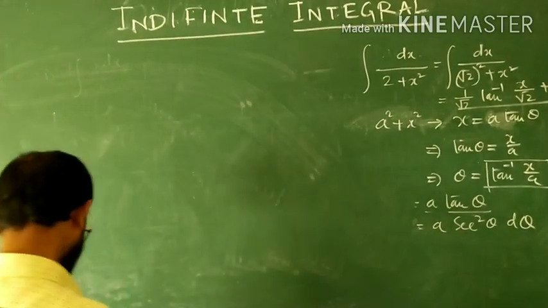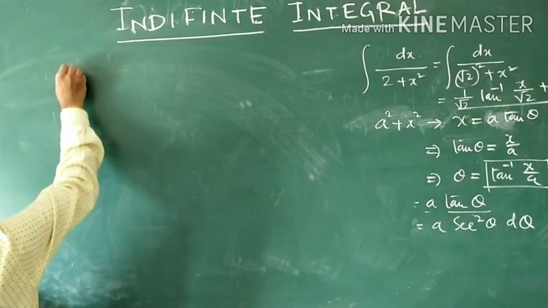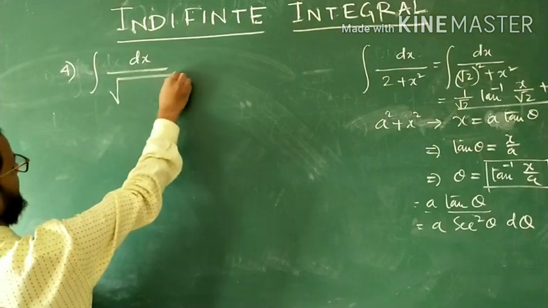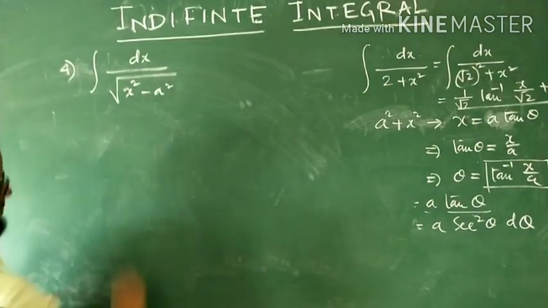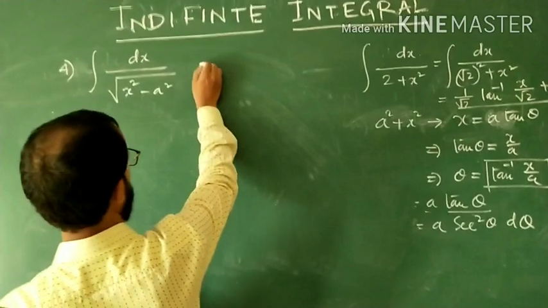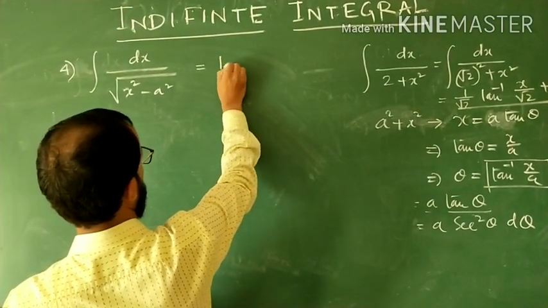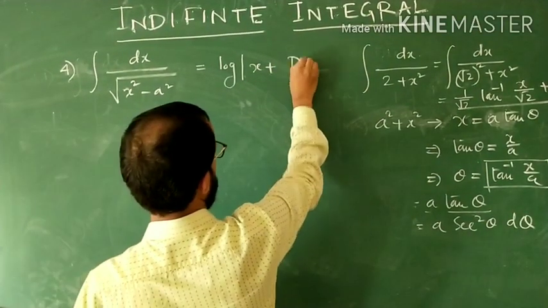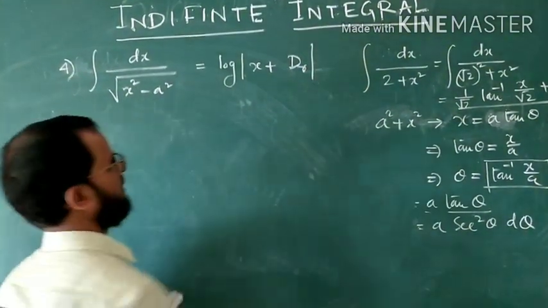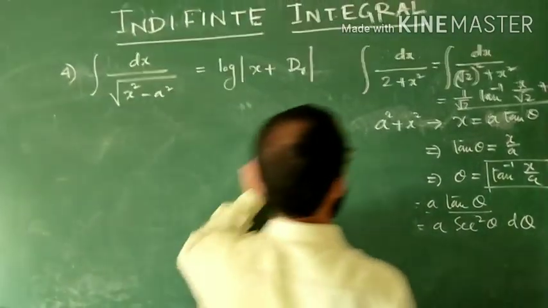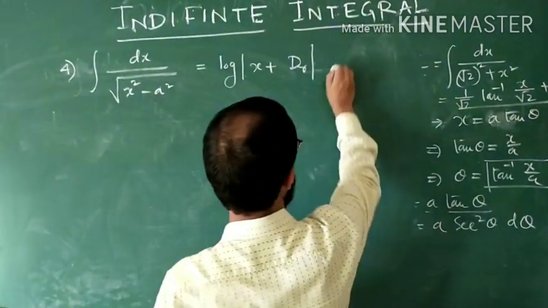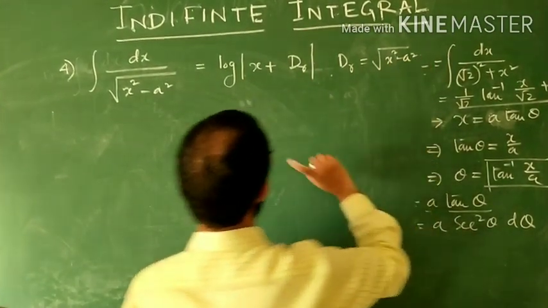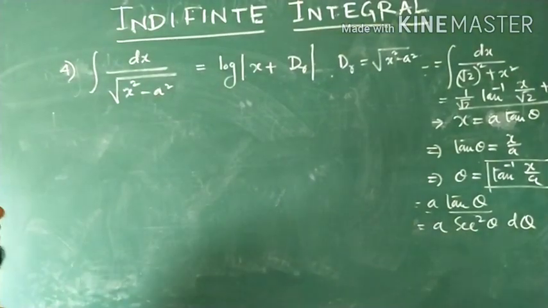So the number 4 type formula is integration dx by root over x square minus a square. How to remember? It's very easy to remember. It is log modulus of x plus the denominator. What is the denominator here? The denominator is root over x square minus a square. So you just remember log modulus x plus denominator.